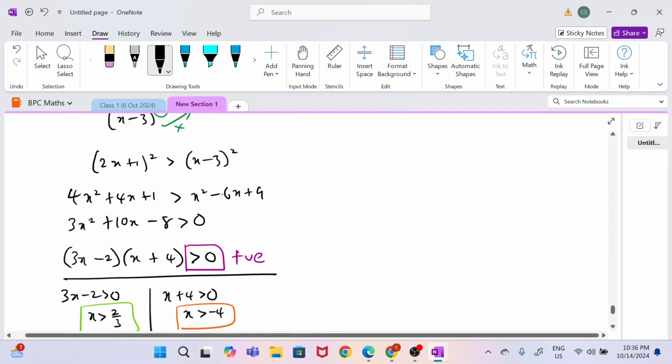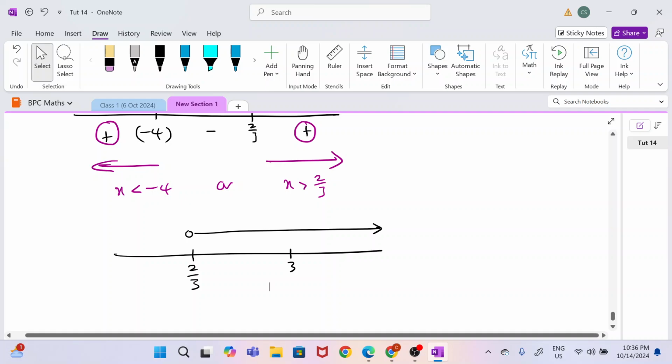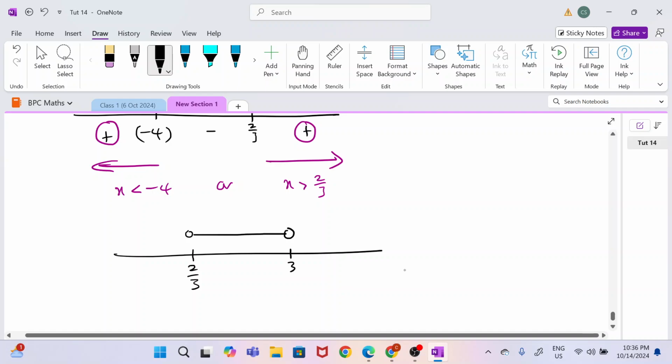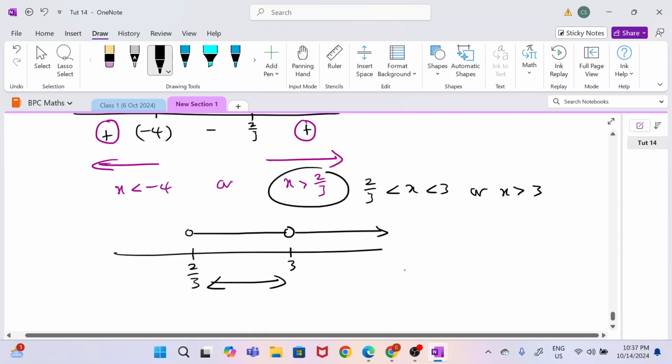But then we don't want 3. We don't want 3. So what we have to do, we have to split this. We have to go up to 3, but we don't want 3, and then we have to move again. So I'm going to split this. How to split this? X is in between 2 over 3, or x is greater than 3. That's how you get the third equation.